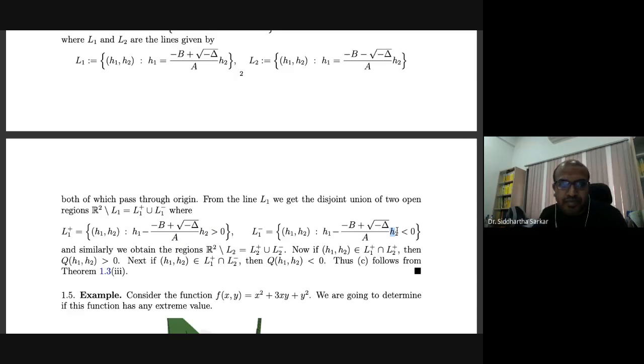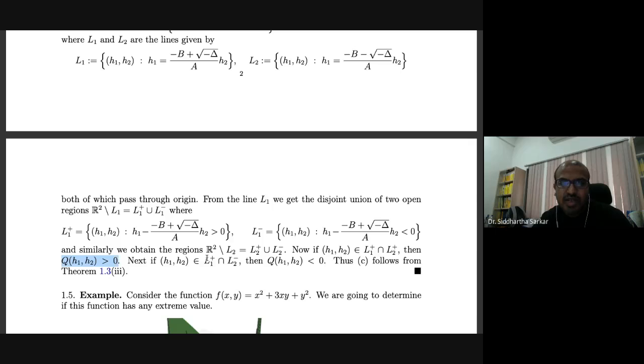Okay, similarly I can do it for R2 minus L2. I'll divide into two regions, L2 plus and L2 minus, where the values are positive and negative. And now if I pick one point from L1 plus intersection L2 plus, that's an open region. There are lots of points there. So over there, my quadratic form is positive.